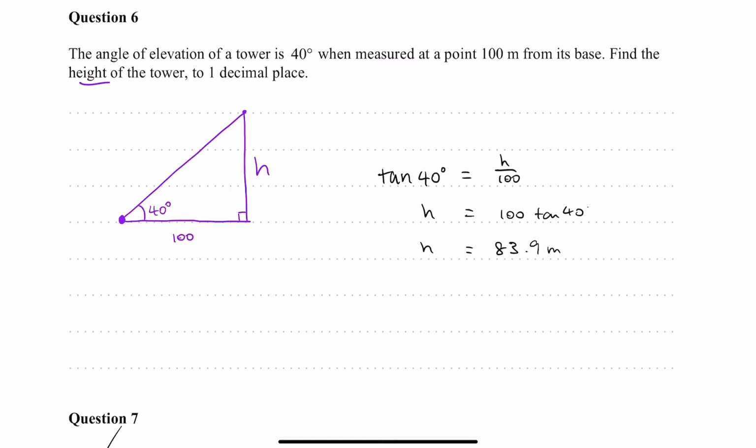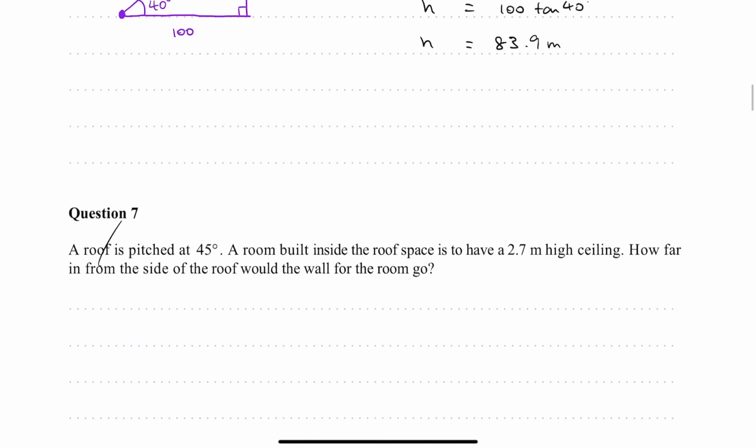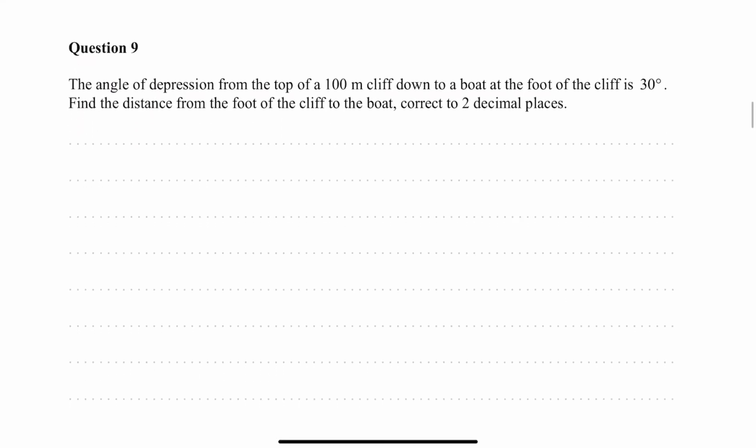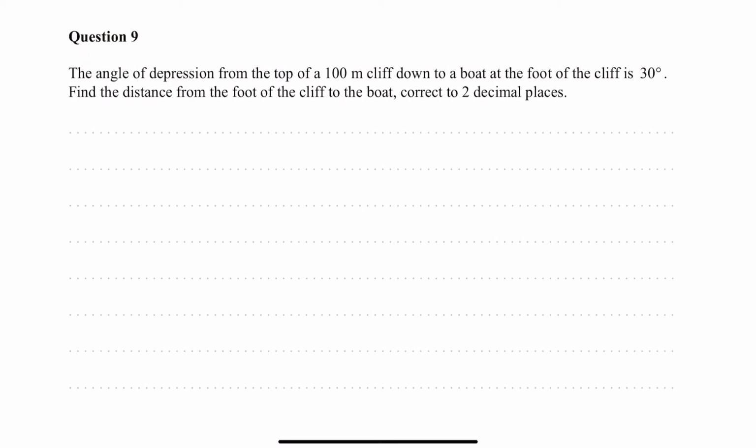So that was angle of elevation. I'm going to skip over a couple of questions and just show you an angle of depression question. Here we have the angle of depression from the top of a 100-meter cliff down to a boat at the foot of the cliff is 30 degrees. So again, let's try to draw the diagram.